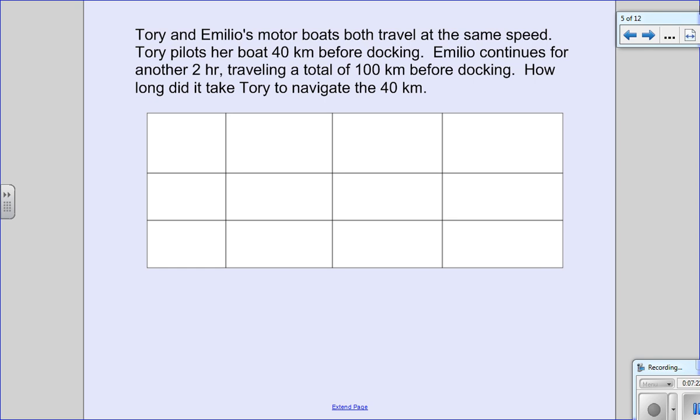Let's set up a chart, just like our last one. Here we're going to compare Tori and Emilio. And we again want to fill out their distance, their rate, and their time. So let's put in any information that we have. Their distances are given. Tori went 40 kilometers, and Emilio went 100 kilometers.